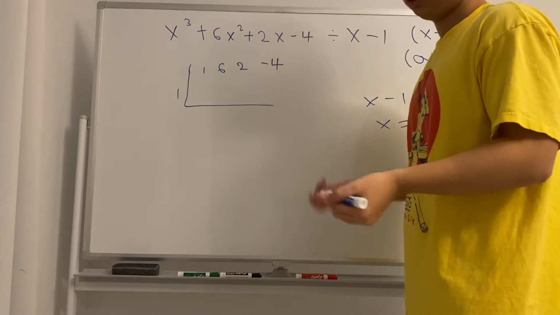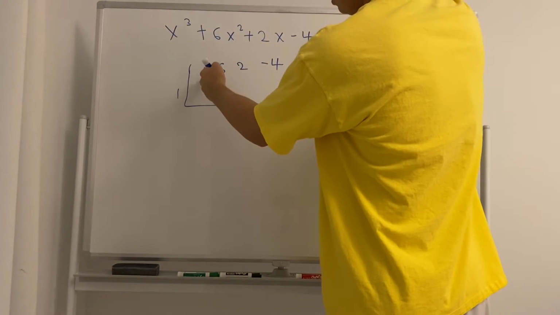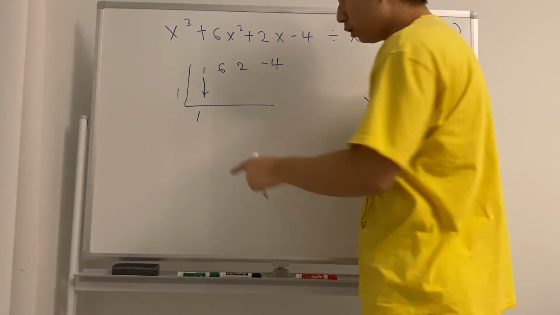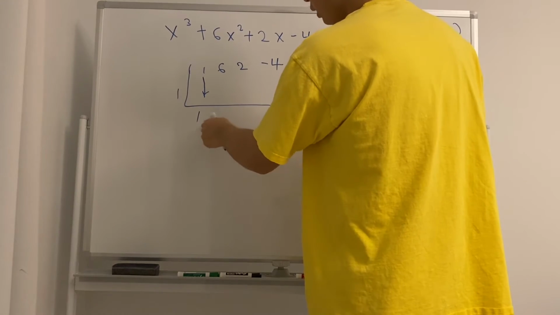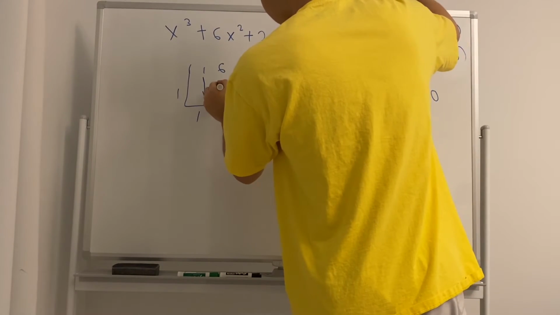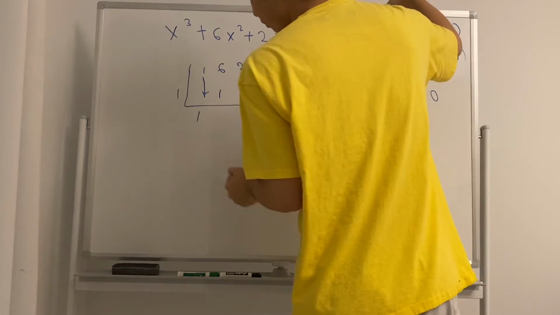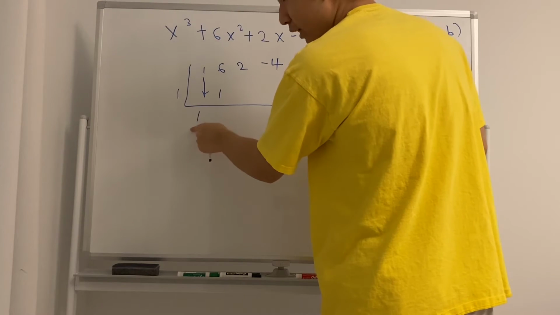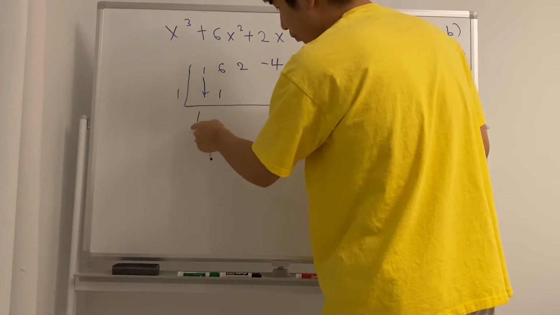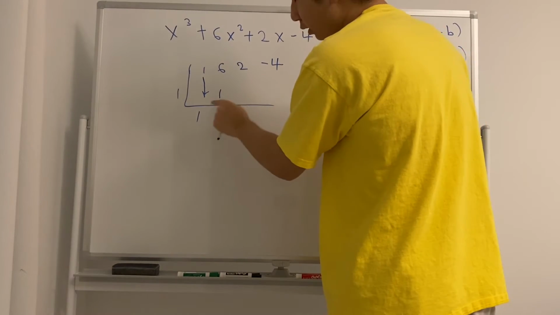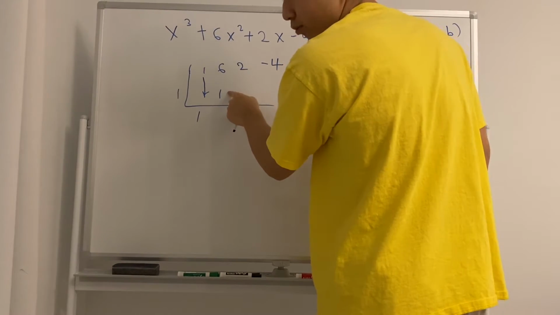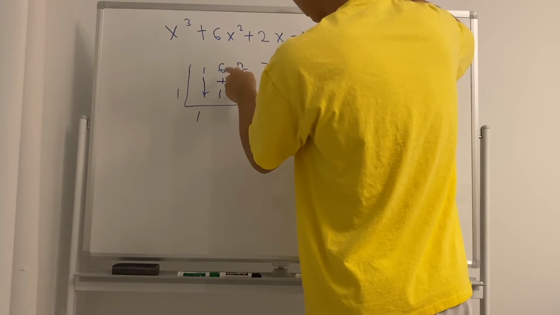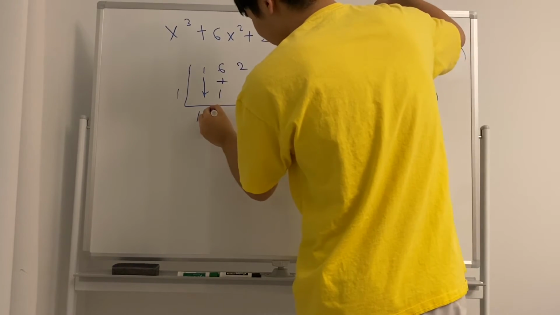First thing we're going to do, starting with your term on the very left, is bring that down. Now you're going to multiply this by this number. So 1 times 1 is 1. I'm not going to draw an arrow because I don't want to make it messy, but we multiply whatever number we bring down by this number, and then we put it to the top right. So 1 times 1 is 1, and we put it to the top right. Then we add these two numbers, so 6 plus 1 is 7.